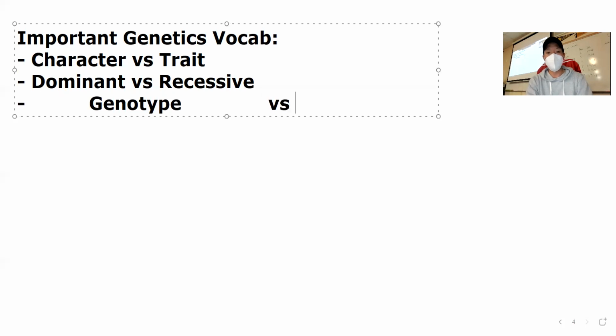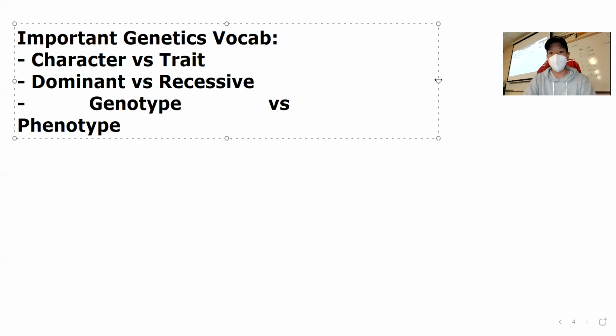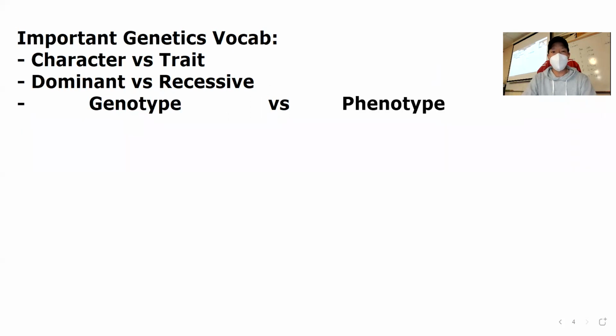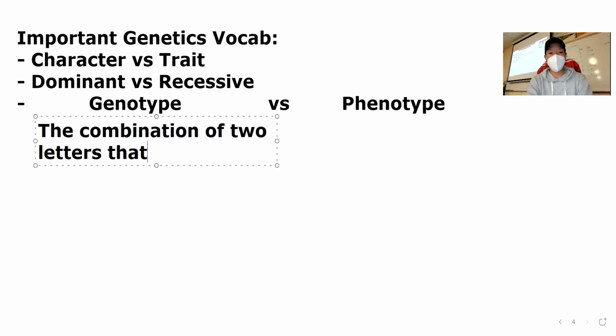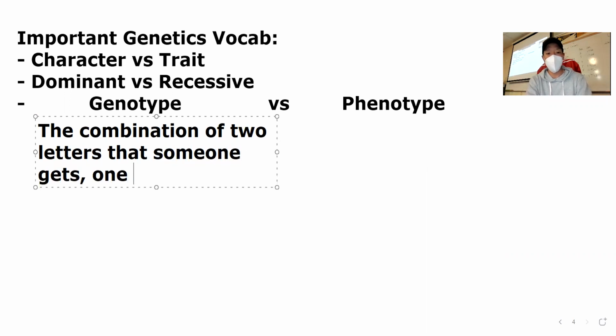Okay? You need to know the difference between these two words, genotype versus phenotype. How do you remember these two? Actually, let me give you the definition first, and then I'll give you the tip on how to remember it. The genotype is the combination of two letters that someone gets, one allele from each parent.